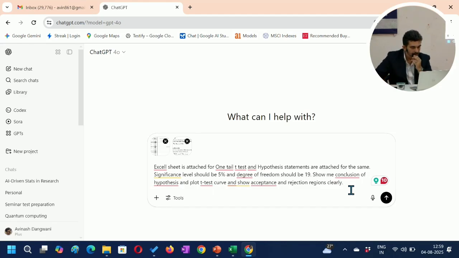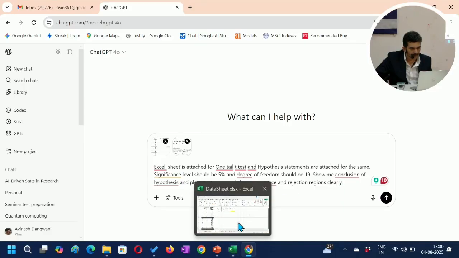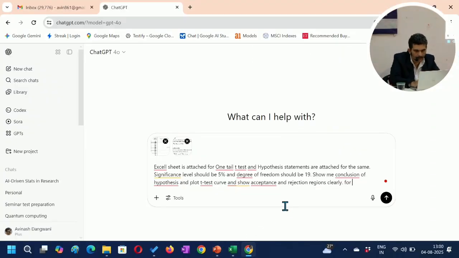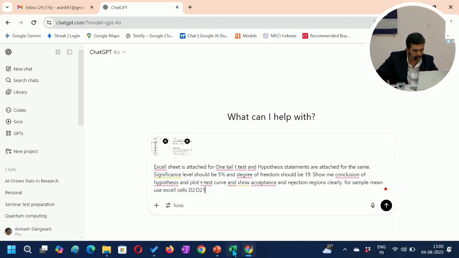Okay, one more thing. I should write down the data as available in Excel. Otherwise, it will take random data. So you must specify the cells. For the sample mean, use Excel cells D4 to D23.